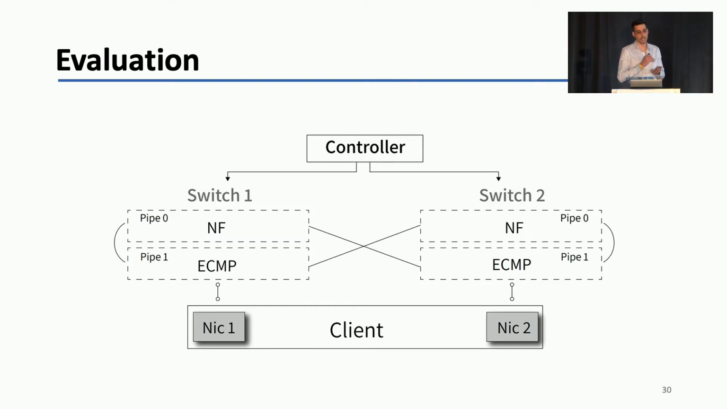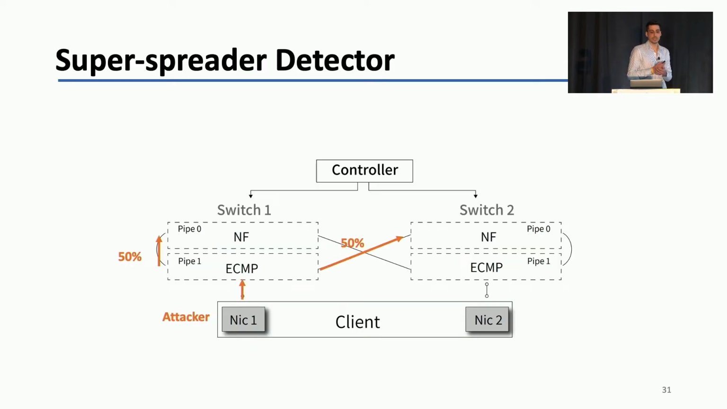So we built an ECMP application, run it on pipe number 1, and then the NF, the DDoS detector, will run on pipe number 0 in each switch. And the switches are connected to each other, as well as to 2 client NICs and the centralized controller. So in the DDoS or super spreader detector, we have an attacker that sends malicious packets from NIC number 1, and the traffic is evenly distributed because of the ECMP layer between the 2 NF instances.